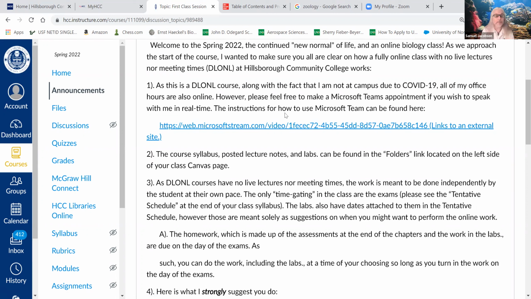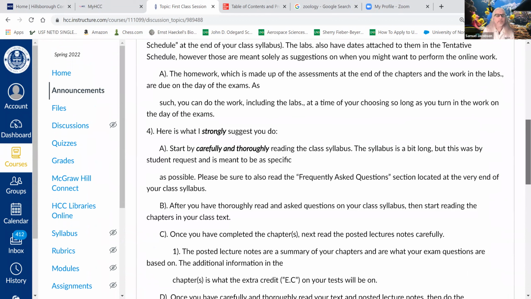That's the best way to put it. It's all there for you. There's your folders link. I'll talk about that in a minute. Again, how homework's about, all that kind of stuff is here for you. Making sure that you carefully and thoroughly read stuff like your syllabus.